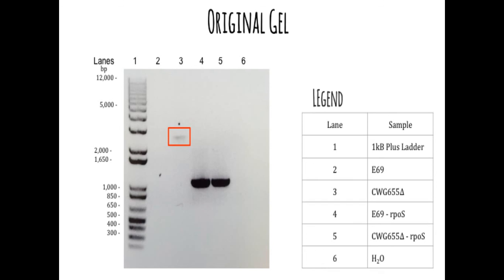Here is our last question. Our last question came from Group 2 Ada, asking us how we can improve on our PCR reactions and prove that the faint band in the gel is indeed not an artifact. Well, this is another great question, and luckily we have an answer for it. In the original PCR reaction, we claimed that the faint band, as indicated with the red box, is a PCR result of CWG655 delta strain.